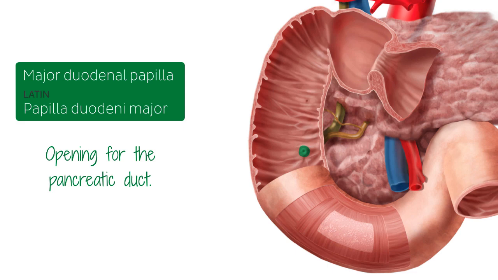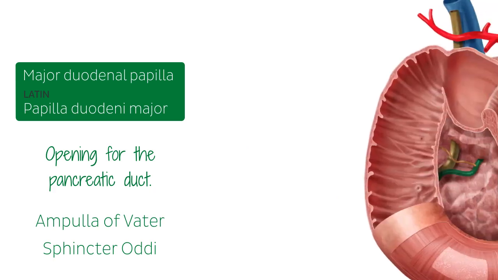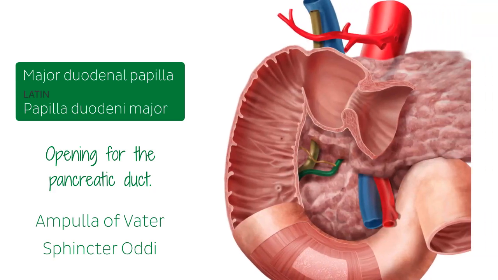Pancreatic enzymes and bile enter the duodenum from the ampulla of Vater through this opening in order to then help digestion. Note that the ampulla of Vater is surrounded by the sphincter of Oddi. And on this image here, we have the pancreatic duct highlighted in green.